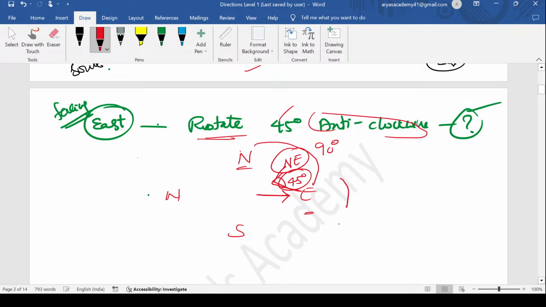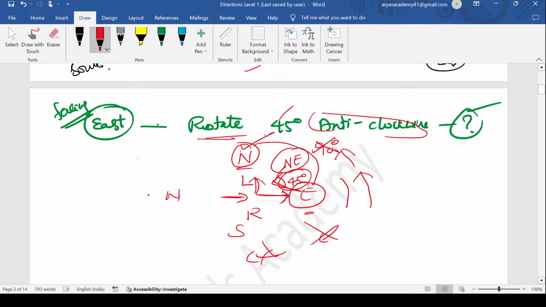I have clearly mentioned that this is the clockwise direction. You have to go this way. But here in this question, I have clearly stated that you should not move in the clockwise direction. Rather, you have to go in the opposite. That is anti-clockwise direction. So I am here. I am facing this direction, that is east. This will be my left and this will be my right. So I am moving towards left because I am moving anti-clockwise. And I should not move 90. If I move 90, I will be at the another main direction, that is north. But I am moving only 45.